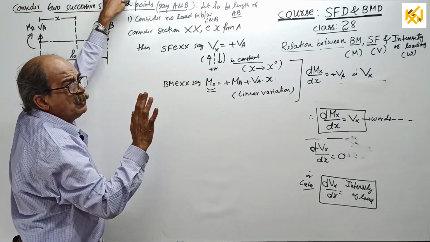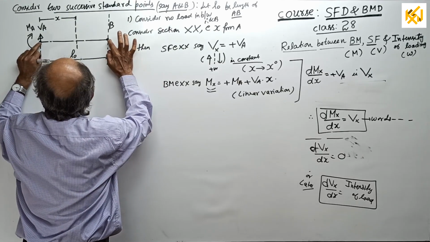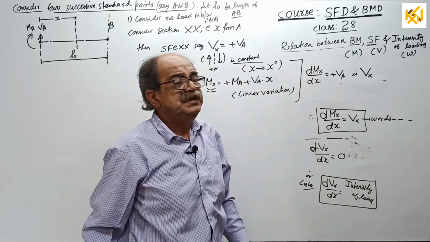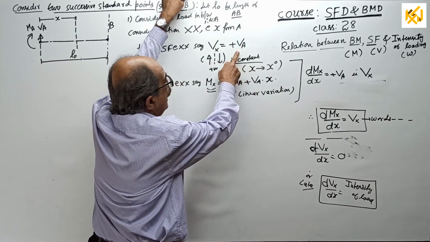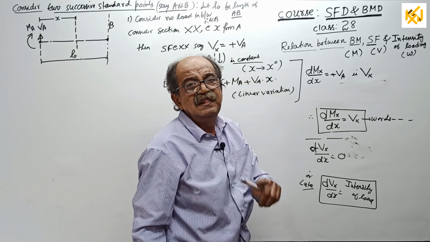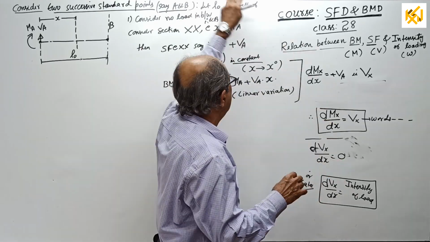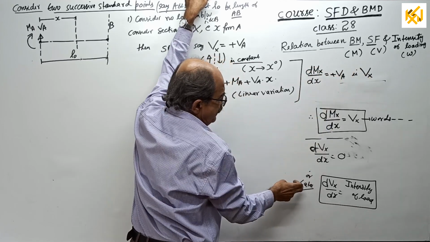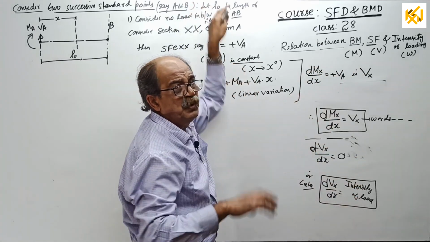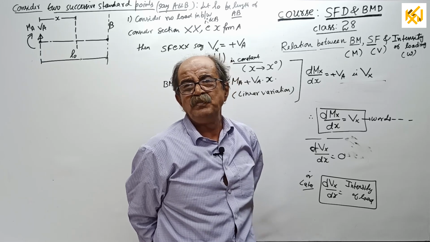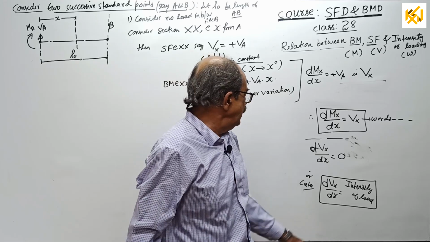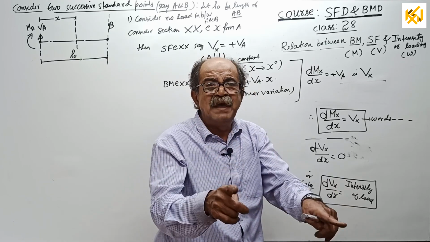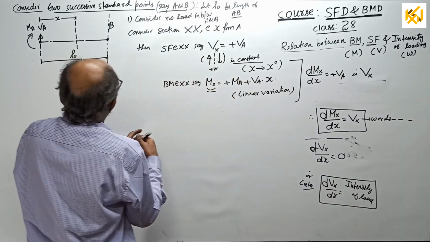So, what did you conclude now? When there is no load between two standard points A and B, we got shear force constant and bending moment variation linear. And we also got the relation dMx by dx equal to shear force and dVx by dx equal to intensity of load, or rate of change of bending moment equal to shear force, rate of change of shear force equal to intensity of load. This will come every time now. Okay, over.